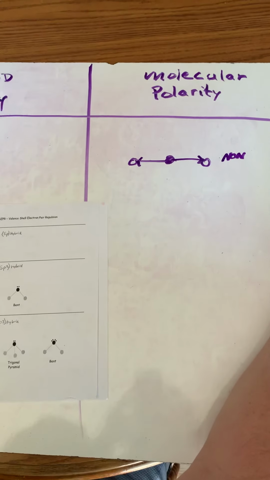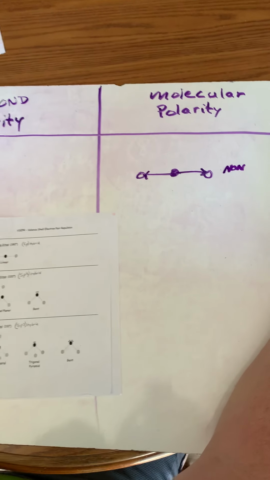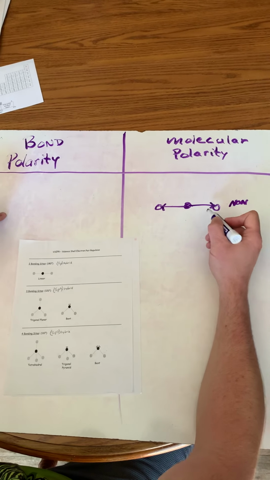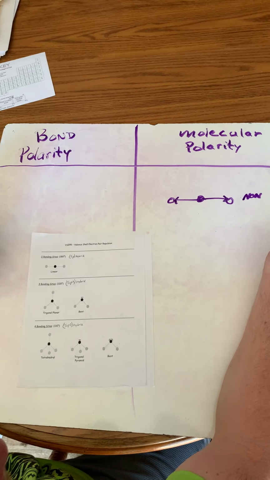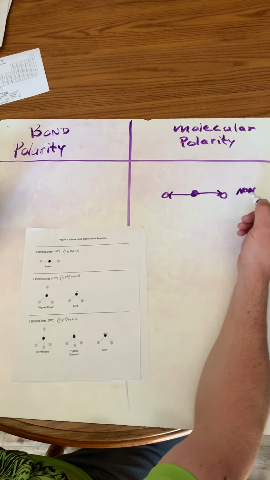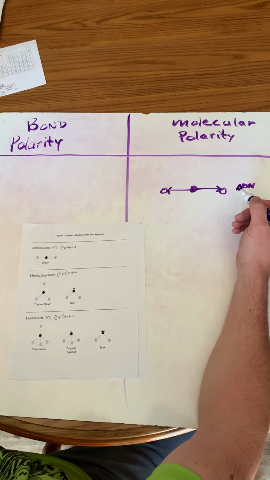So it's possible that you could have a polar bond here or ionic, and your molecule might end up being nonpolar. It all depends on the shape. So the molecular polarity is dependent on the shape. The bond polarity is dependent on the number difference.